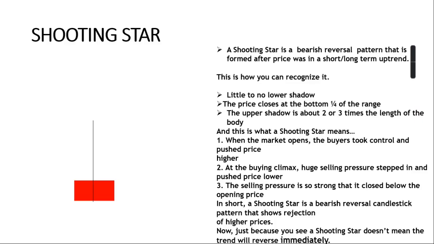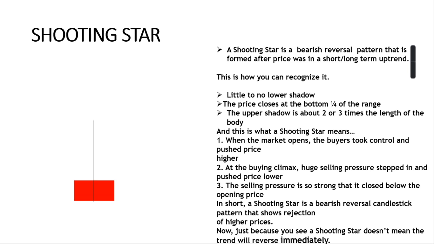Let's look at the opposite, the bearish reversal patterns. So the opposite of the hammer is called a shooting star. Okay, so a shooting star is a bearish reversal pattern that is formed after price was in a short-term or long-term uptrend. Okay, how do you recognize it? It has a small body at the low, it has no lower shadow, and the price closed at the bottom, and the upper shadow is about 2 to 3 times the length of the body.